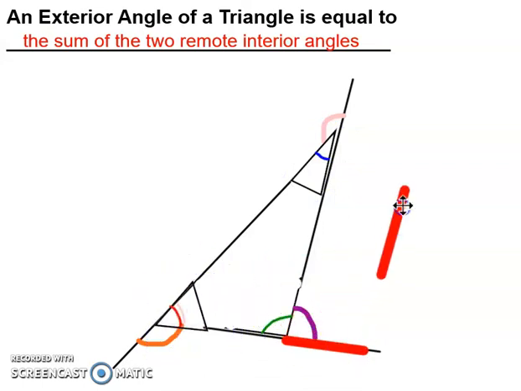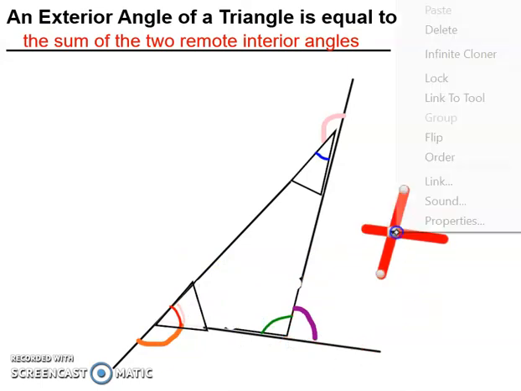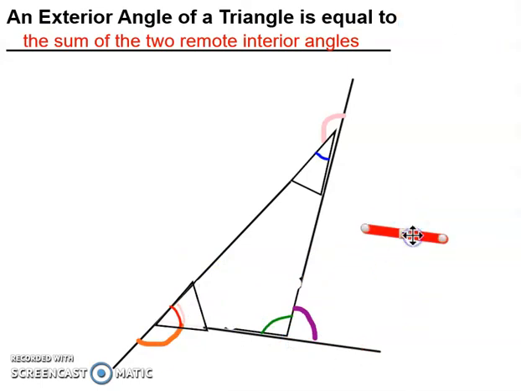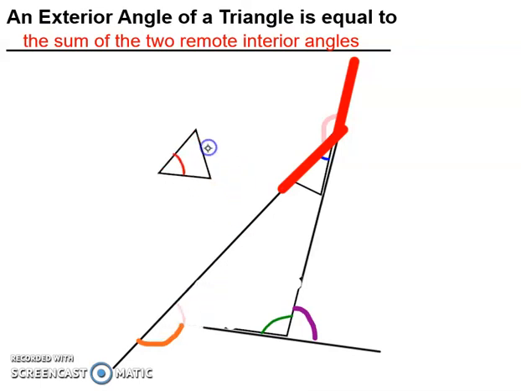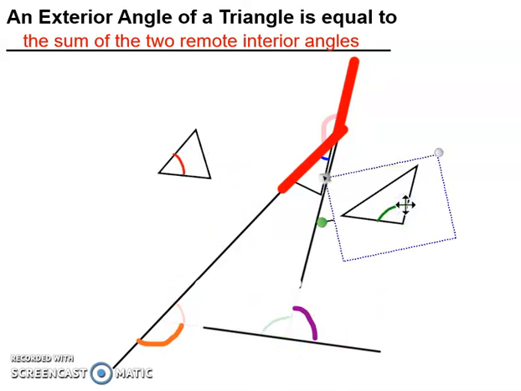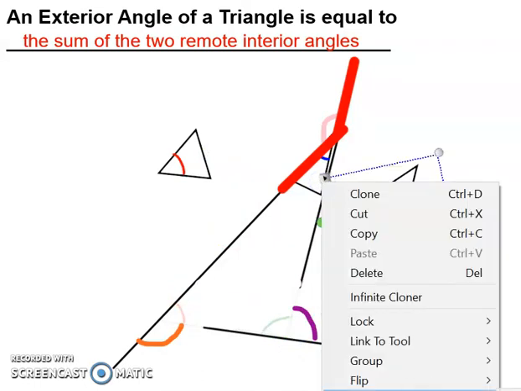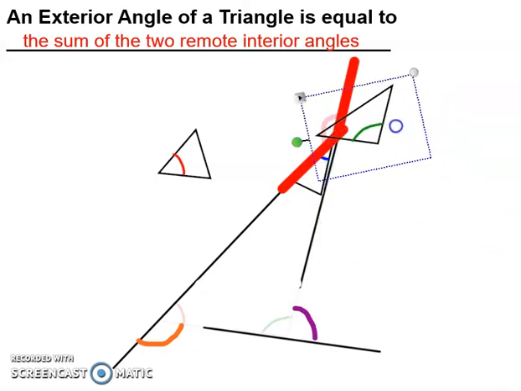So let's say that we don't want to use this one. Let's say we want to work with this peach-like one, right? Let's say we want to work with this exterior angle right here. So we need to find the two remote interior angles. Well, it's not going to be that blue angle because that's touching it. We're going to need to use that red and green. Let me send the green to the front real quick. And now let's see if we can do it.